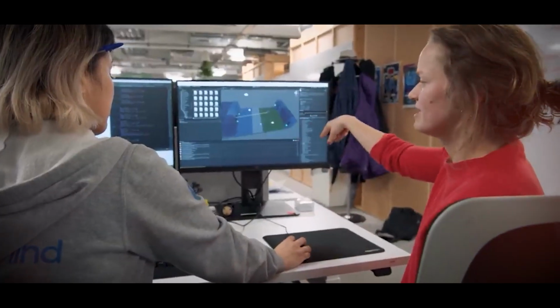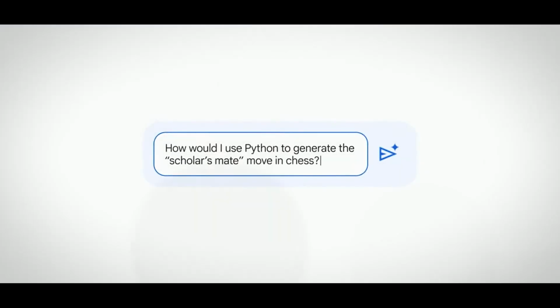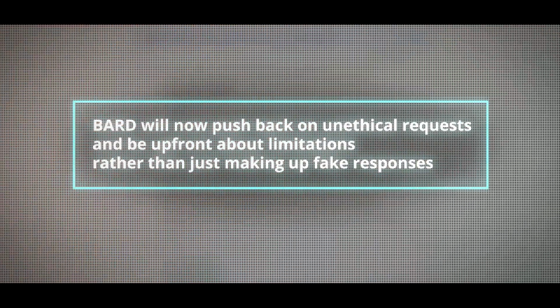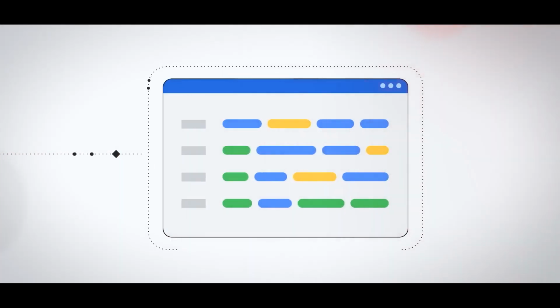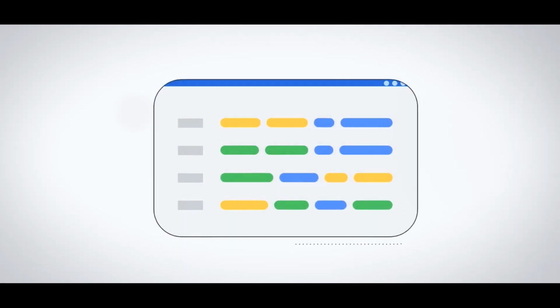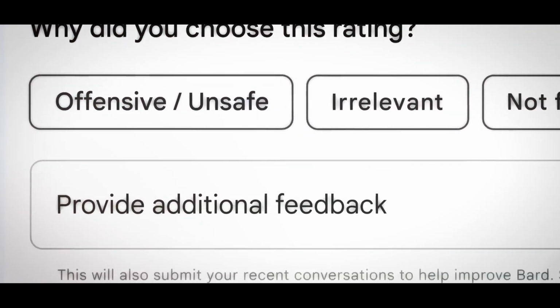Third, Google researchers have trained Bard to handle what they call grounded factual conversations. This means it is focused on being helpful, harmless, and honest when interacting with users. Bard will now push back on unethical requests and be upfront about its limitations rather than just making up vague responses. Having an ethical AI assistant is critical. By ingraining principles of honesty, harmlessness, and social good into its training, Google is ensuring Bard will not create harmful content like hate speech or misinformation. You can trust it as a source of knowledge.